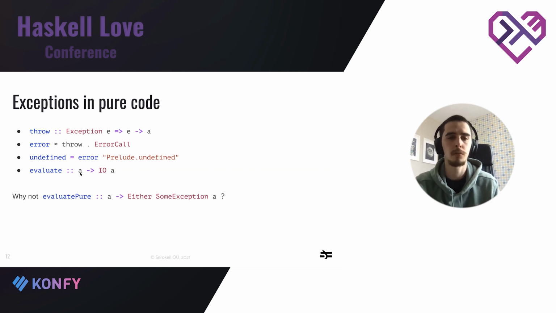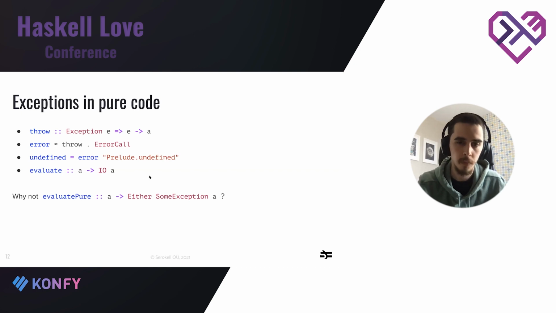Now you may wonder why we can throw an exception in pure code without doing IO, but the only way to check whether there was an exception is to use evaluate, which returns IO. And can we have, for example, an evaluate pure function which takes a and returns either some exception if there was an exception in evaluating it, or returns the value of a without any exceptions? It turns out that in theory it's possible, but there is a good reason why it's not done this way.